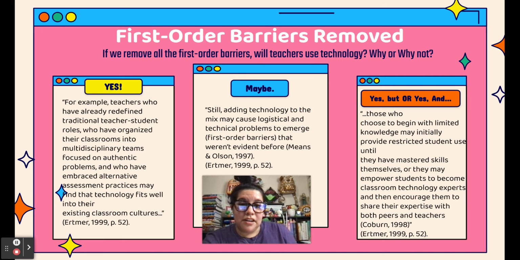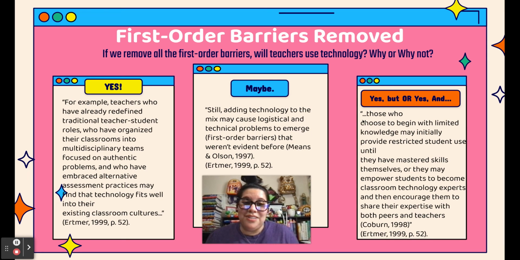Then you've got the maybes. Still adding technology to the mix may cause logistical and technical problems to emerge that weren't evident before. So, this is saying that yes, they might still use technology integration. They might still try it, but things could pop up along the way that make them say, maybe not, or yes, we're going to keep trying things. So, this is where they're kind of iffy.